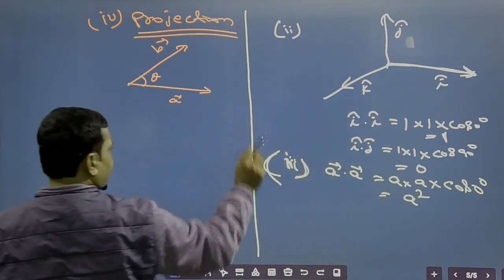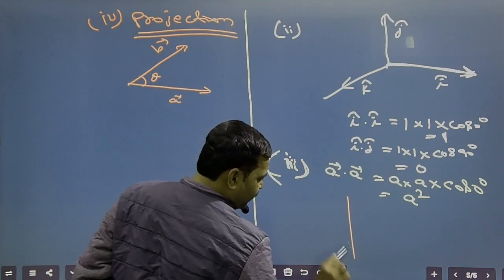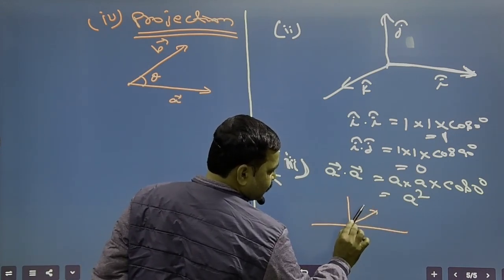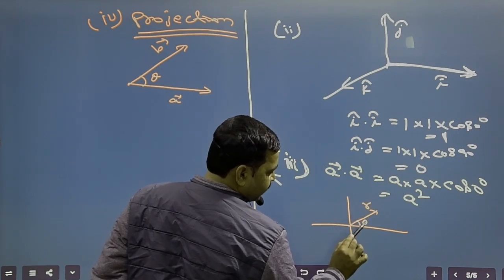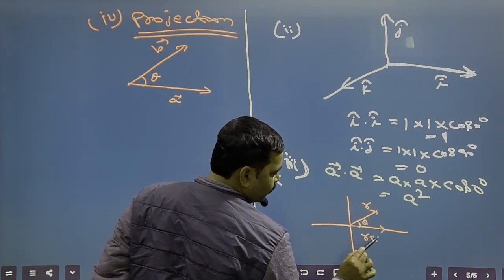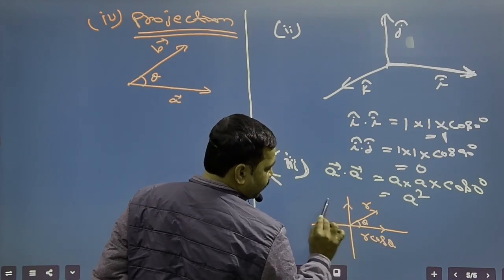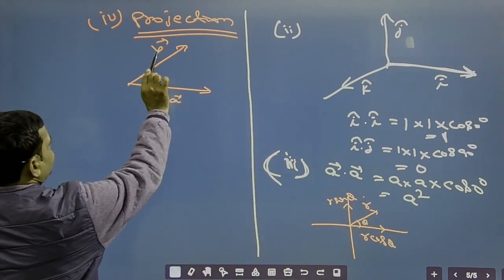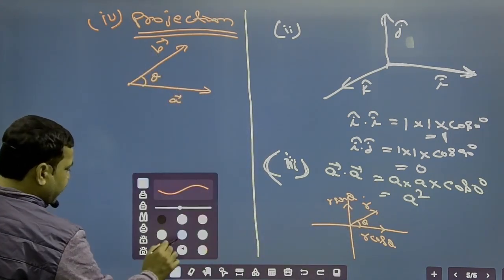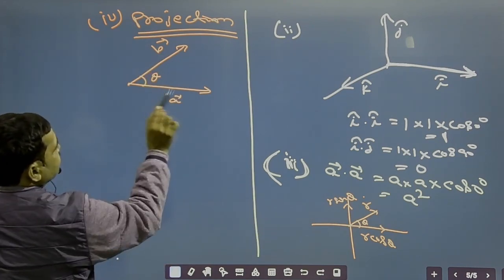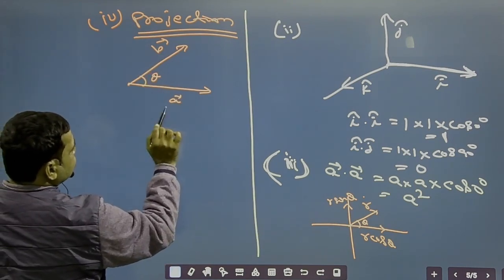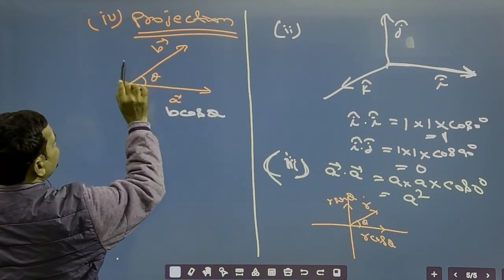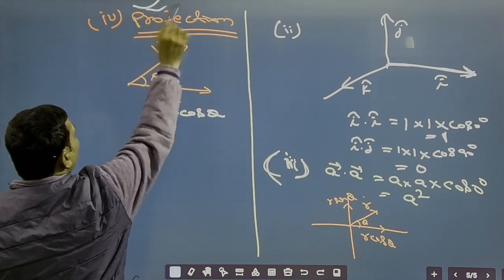You can see here, suppose we have a coordinate system. This is a vector, suppose this is your R. If it is making an angle theta, the horizontal component will be R cos theta and the vertical component will be R sin theta, right? So if I resolve this B vector into its two rectangular components, this component will be B cos theta, right? And this component will be B sin theta, but here we are talking about the projection.